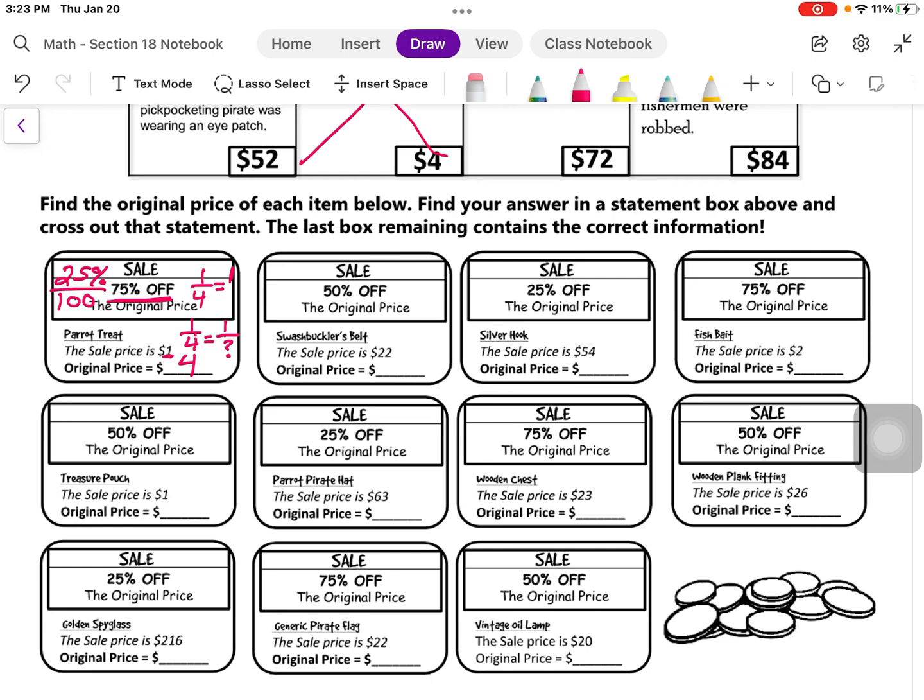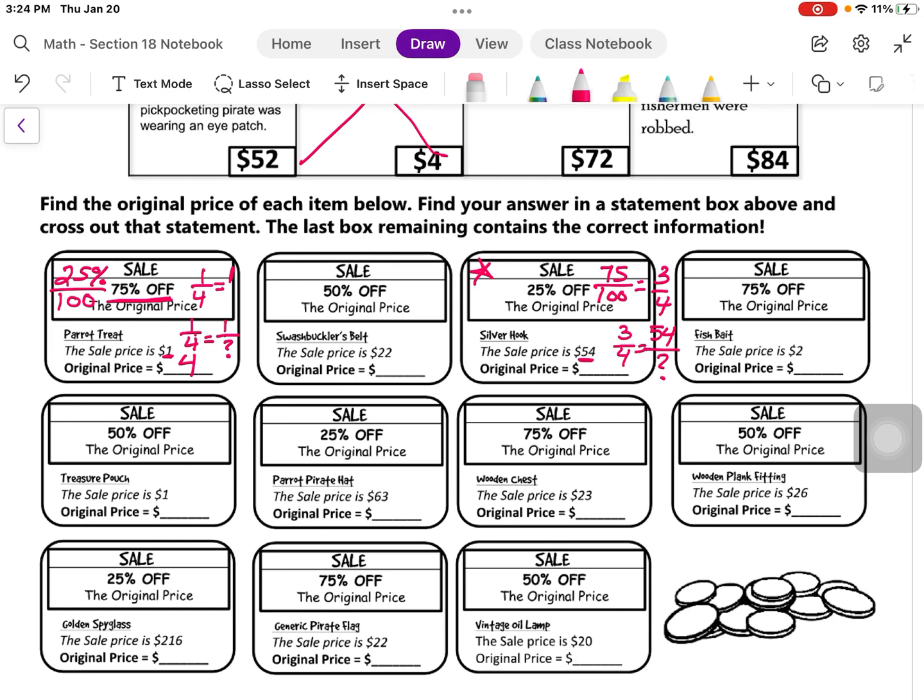Let's try a little bit harder one. Let's go to this guy. Sale is 25% off the original price. Well, if it's 25% off, that means it's 75% on. That's a big fraction. I want to simplify it, and it's a benchmark fraction. It simplifies to 3/4. Okay, so if I'm paying 3/4, and I know the sale is $54, I got to figure out, using my proportion, what the original price is.